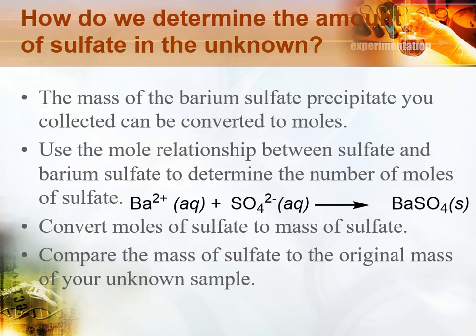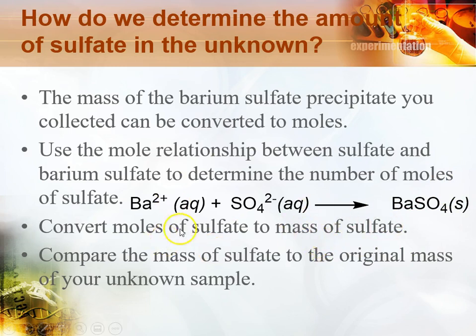So how do you figure out the amount of sulfate in your unknown? Well, you weighed the filter paper with the barium sulfate precipitate and subtract from that the mass of the filter paper. So you'll know the mass of the barium sulfate, and then you can convert the mass of barium sulfate to moles of barium sulfate. And remember, the barium is what we added, and we just want to know how much sulfate was in our unknown. So we look at the mole relationship, and you can see that there is a 1-to-1 mole relationship. For every 1 mole of sulfate that was present in our unknown, we will form 1 mole of barium sulfate.